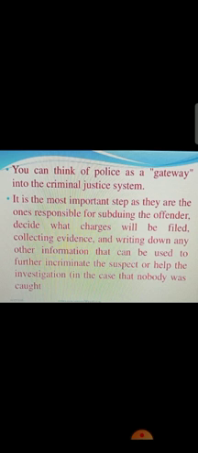You can think of police as the gateway into the criminal justice system, the first pillar of our criminal justice system. It is the most important step, as they are the ones responsible for subduing the offender, deciding what charges will be filed, collecting evidence, and writing down any other information that can be used to further incriminate the suspect or help the investigation in case nobody was caught.